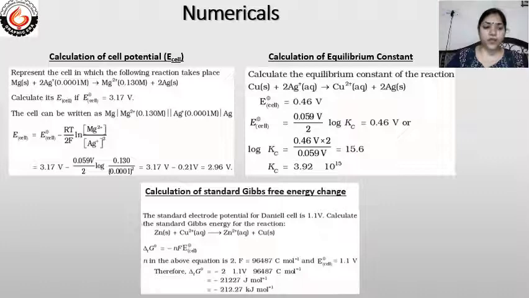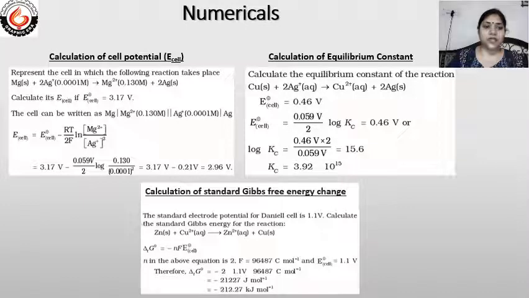So here the question is given: represent the cell in which the following reaction takes place. Mg plus 2Ag plus, the concentration of silver is given as 0.0001 molar. This gives Mg2 plus, which is having a concentration 0.130 molar, plus 2Ag solid. That means the cell is having Mg and Ag as electrodes and silver salt as electrolyte and Mg salt as electrolyte. So first we will write the cell.